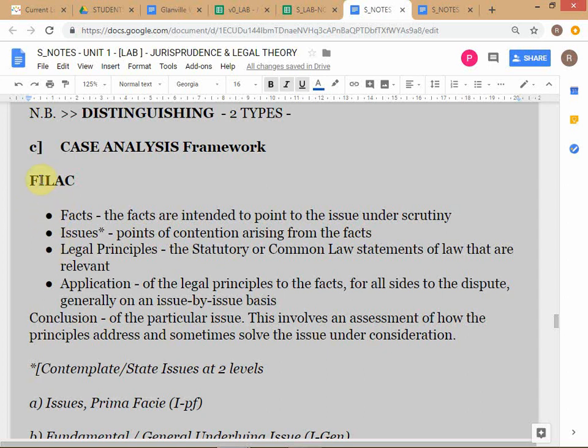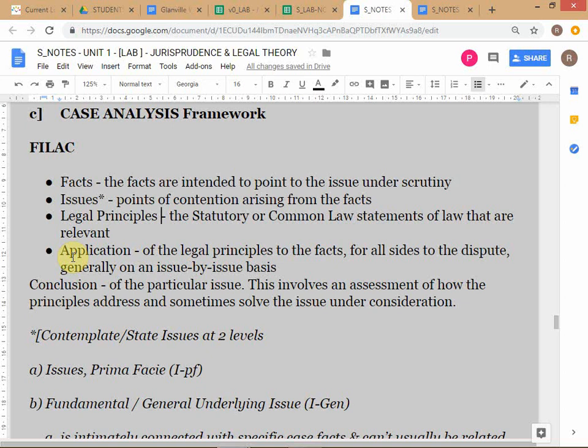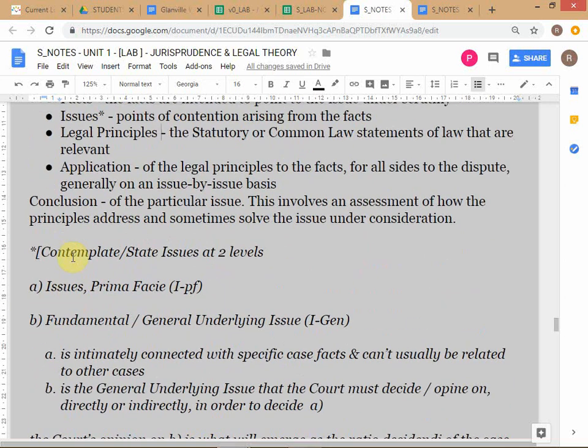Okay, so IRAC is IRAC, so I, all these are all the same. The only thing is L is for legal principles in the Australian framework, and R is for rules, which is the same thing. It's basically two different terms for the same thing. You will consider the legal principles and rules.